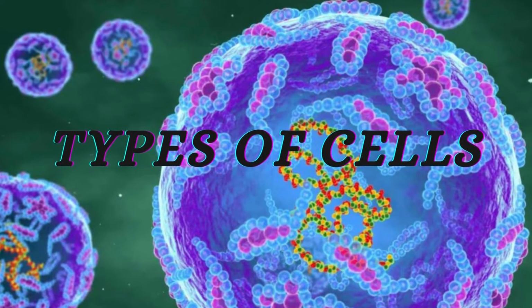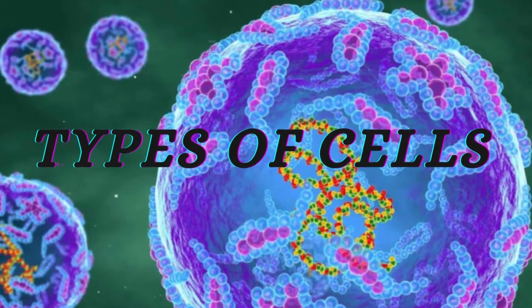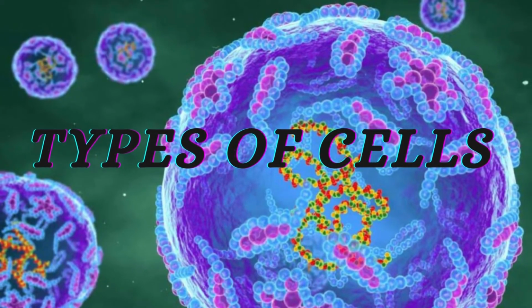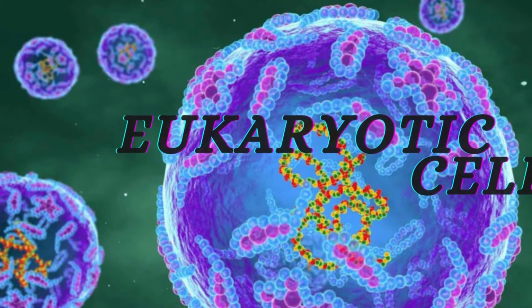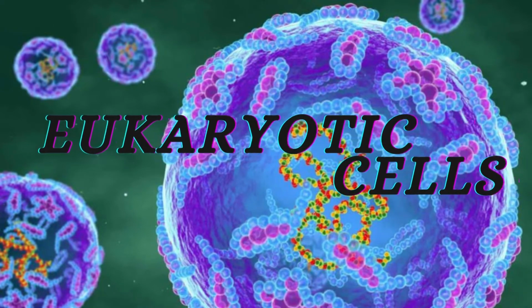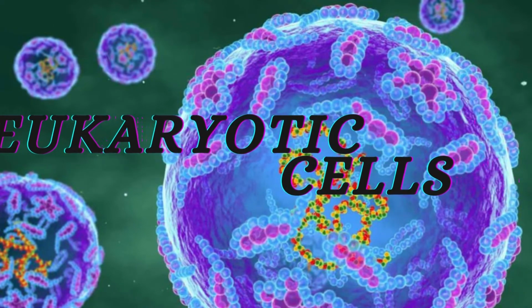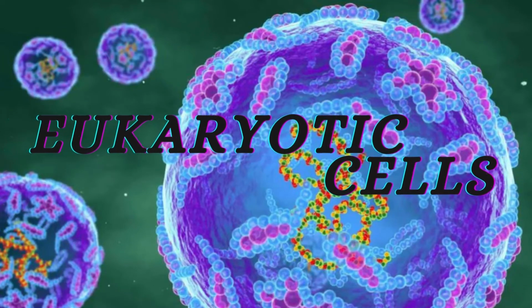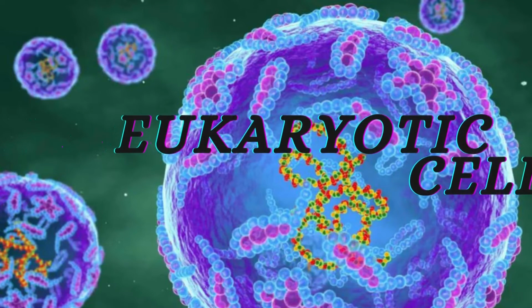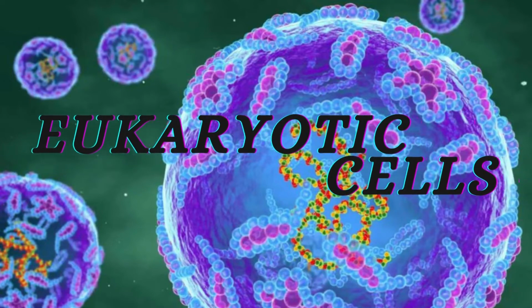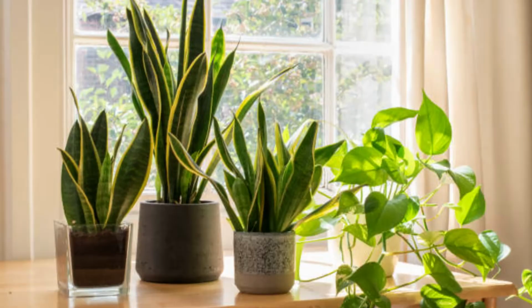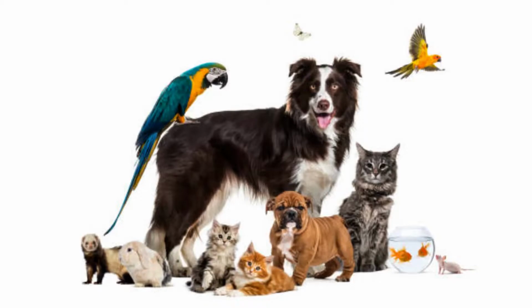Types of cells. There are two distinct types of cells, namely eukaryotic and prokaryotic cells. Talking about eukaryotic cells, eukaryotes simply refer to those organisms that are made of cells that possess a nucleus. They are multicellular organisms, for example, human beings, plants, and animals.